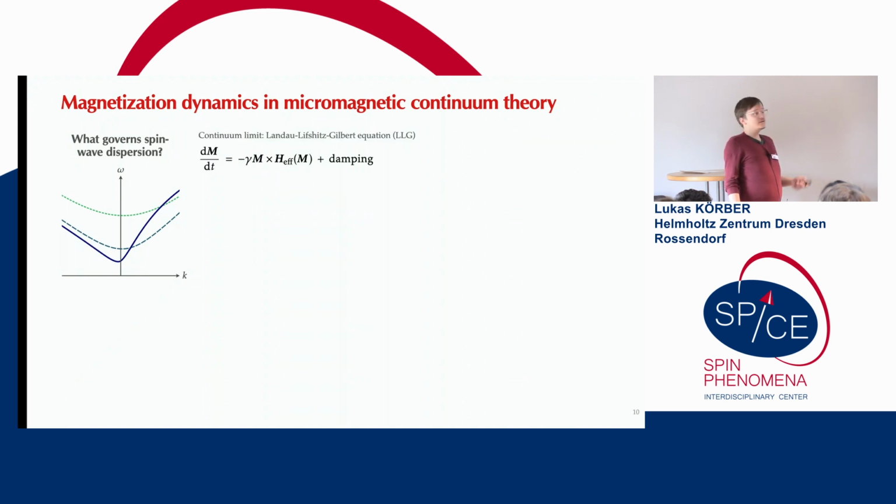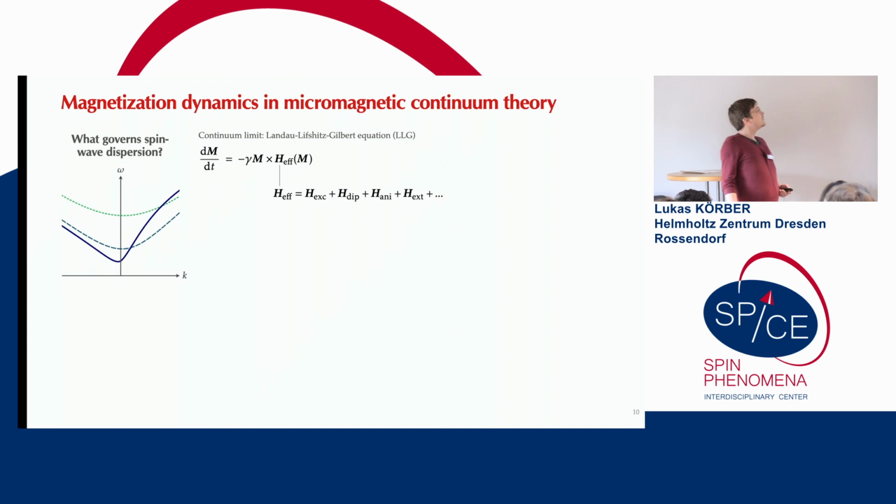And for that, we work in the limit of micromagnetism, which is a continuum theory that most of you should also be familiar with. In this limit, the dynamics of the magnetization is described by the Landau-Lifshitz-Gilbert equation of motion, given by the torque of the magnetization with some effective magnetic field. There's also a damping term, but we can forget about it.